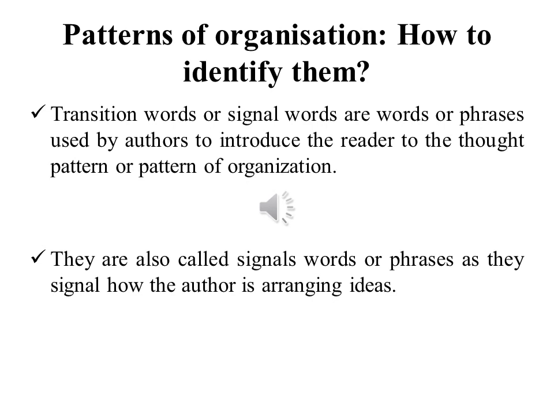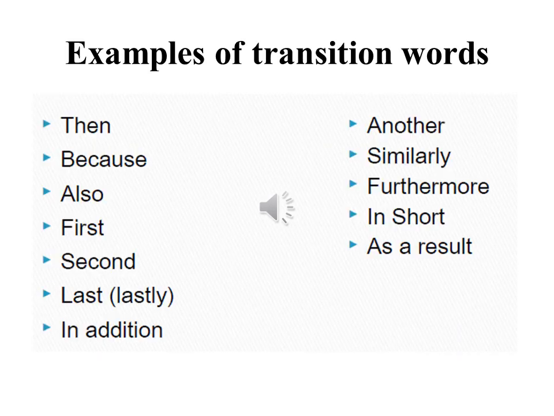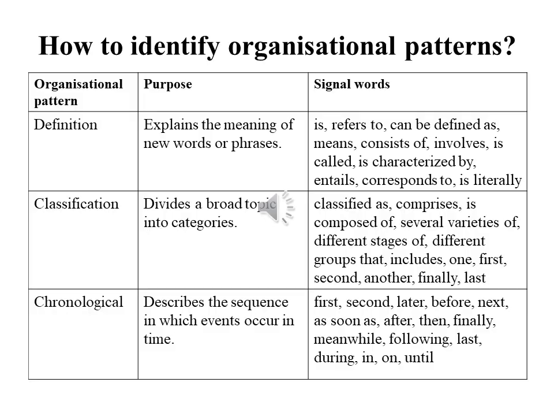Transitions or signal words are words or phrases used by authors to introduce the reader to the thought pattern or pattern of organization. They're also called signal words, they're also called phrases because they signal how the author is arranging ideas. Well, following are examples of transition words that we can find in the text and that can help us identify the organizational pattern: then, because, also, first, second, last, in addition, another, similarly, furthermore, in short, as a result.